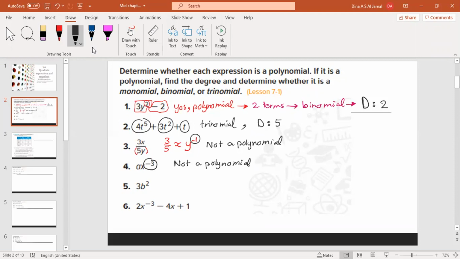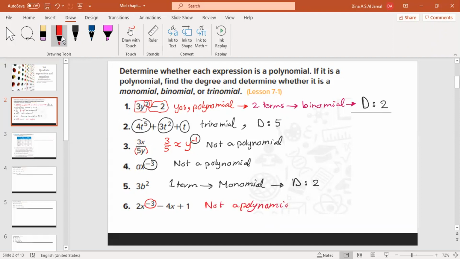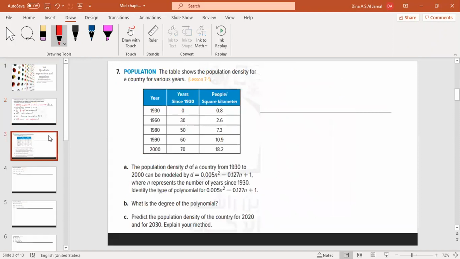Now let's go to 5. I'm having only one term with positive power. One term. Whenever I'm having one term, that means it is monomial. And your degree will be the highest degree, which is second degree. Now let's focus on all these terms. You are having a negative power, which will make all of these not a polynomial. So pay attention on the restrictions.